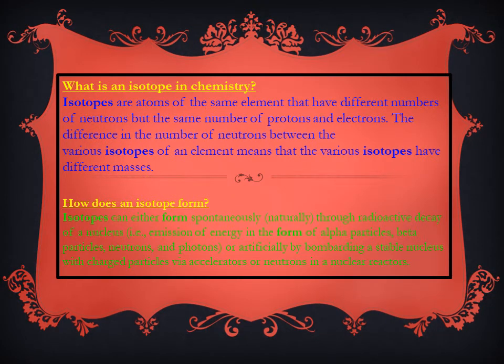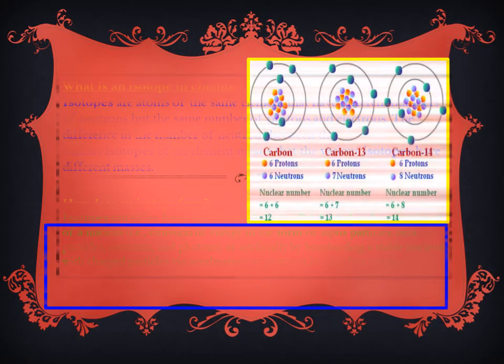Isotopes can form spontaneously, naturally, through radioactive decay of a nucleus, that is emission of energy in the form of alpha particles, beta particles, and neutrons and protons, or artificially by bombarding a stable nucleus with charged particles by an accelerator, or neutrons in a nuclear reactor.